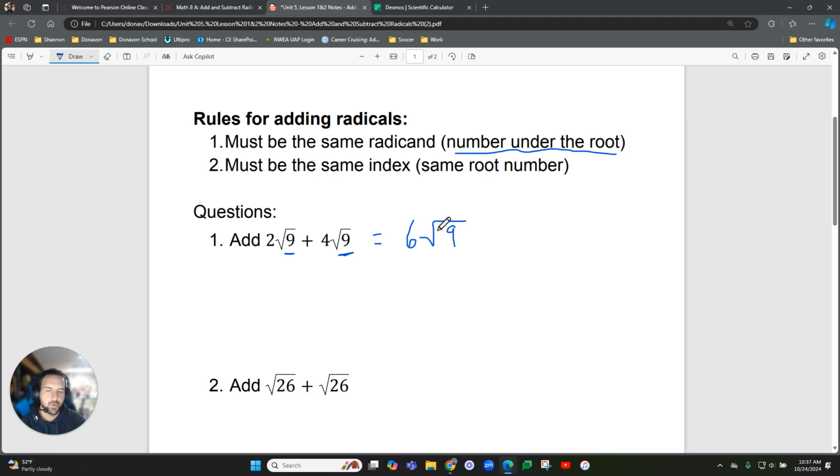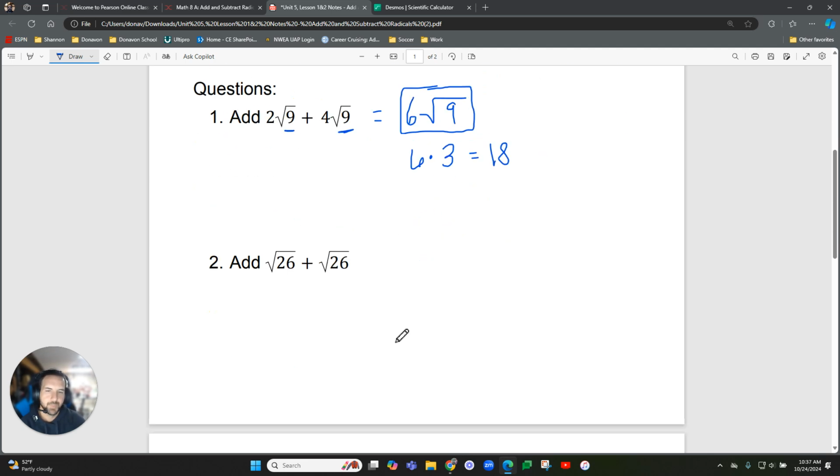Now we know what the square root of 9 is. We know that the square root of 9 is 3, because we did that back in Unit 2 and Unit 3. So this would simply be 18. Now I think on the actual quick check you're probably going to have this as the answer, because it's trying to keep it in root form.